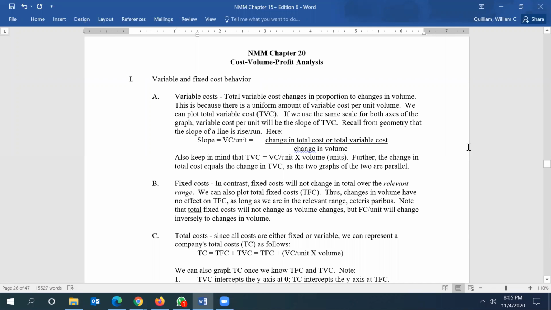So there we go. What happens to profit as volume changes? And of course, that change in volume will drive changes in profit as it drives changes in costs, at least in variable costs. So speaking of that, let's first look at variable and fixed cost behavior.